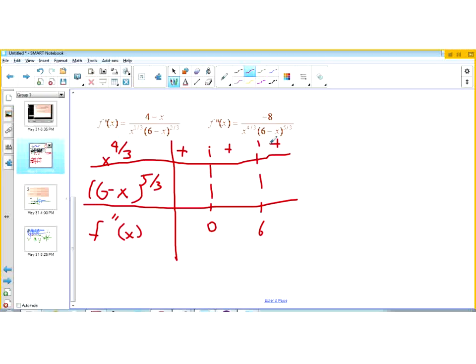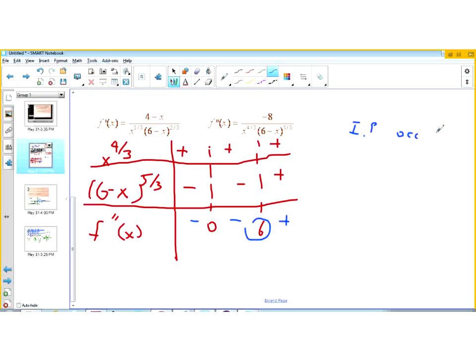Okay, so this factor is always positive or 0, because we're taking the cubic root of a number raised to the 4th power, and this factor will be negative if what's inside of parentheses is negative, because we're taking the cubic root of a number raised to the 5th. Okay, and so f double prime is less than 0 for x less than 0. It's less than 0 for x greater than 0, but less than 6. And it's greater than 0 for x greater than 6. So the only inflection point occurs at 6.